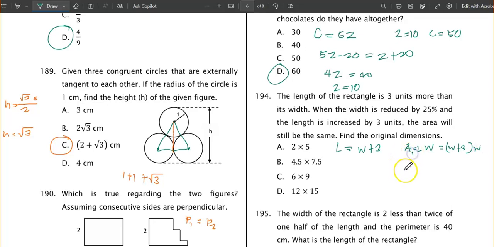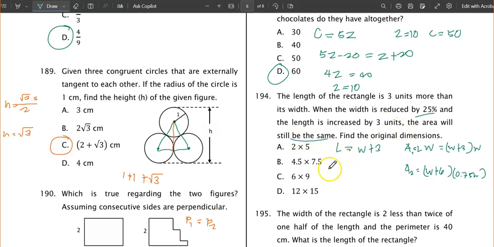And then the second area, what happens? The width is reduced by 25% and the length is increased by 3. So if this is our length, it's increased by 3. So this is plus 3, right? So the length will be W plus 6 times the width reduced by 25%. So that is 0.75 W. And then we're just going to equate them because it says here the area will still be the same.